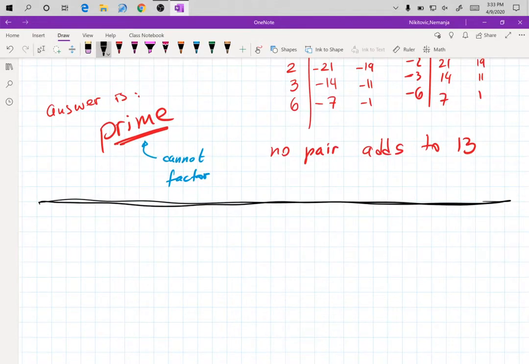Let's work more on negative signs. Problem 62 says y squared minus 10y minus 39.